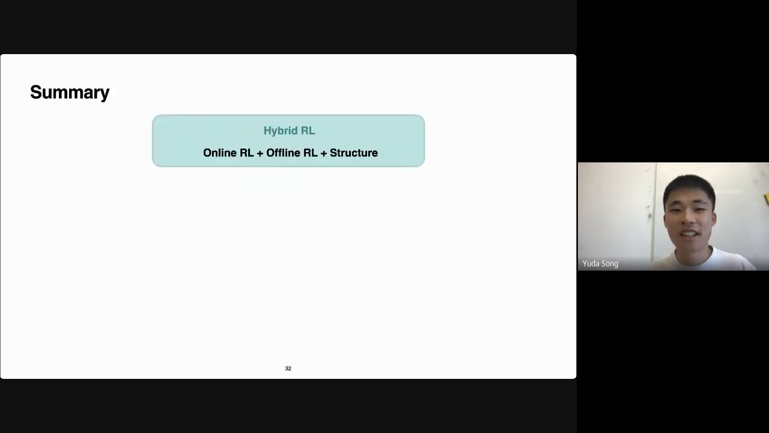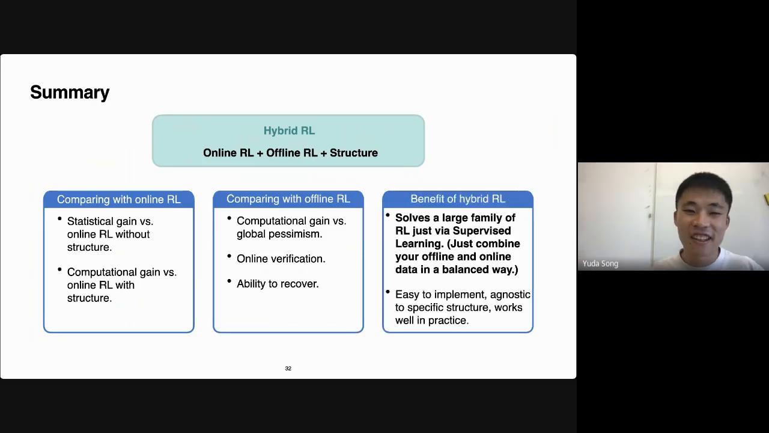That's the experiment part, and we can quickly summarize. In this work, we introduced our algorithm HighQ, which deals with the hybrid RL setting, where you have a combination of offline and online RL. We still need to incorporate some structure to make everything work. Another wish I have is that after this talk, you will know more about the hybrid RL setting itself. There are a lot of benefits compared with online RL and offline RL, as we already discussed.